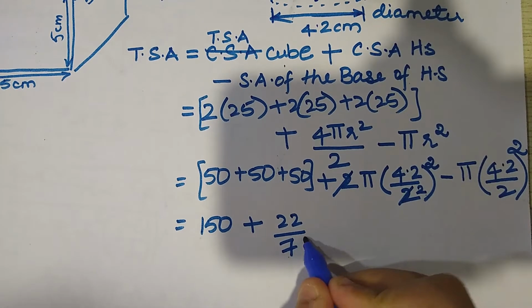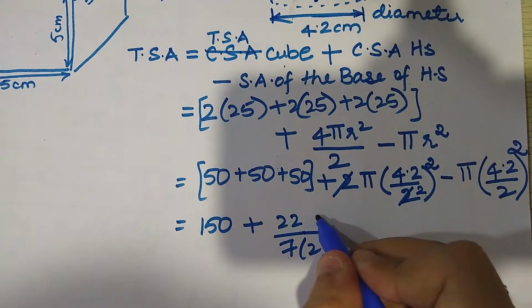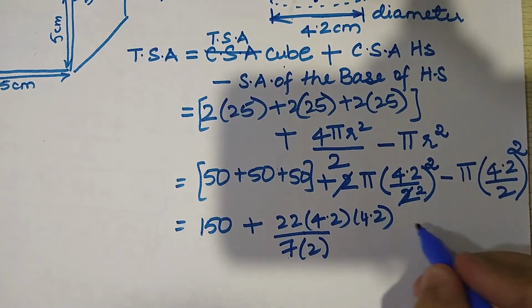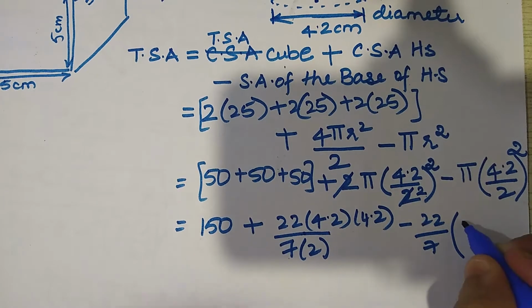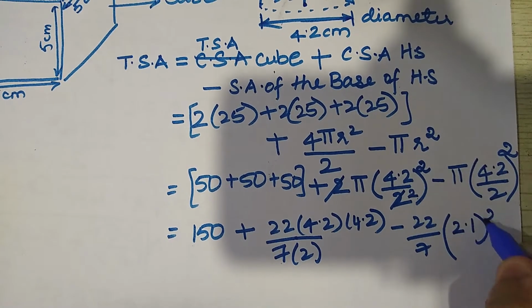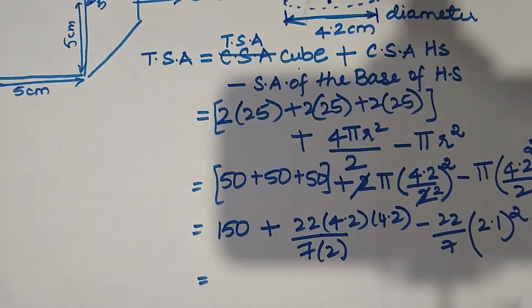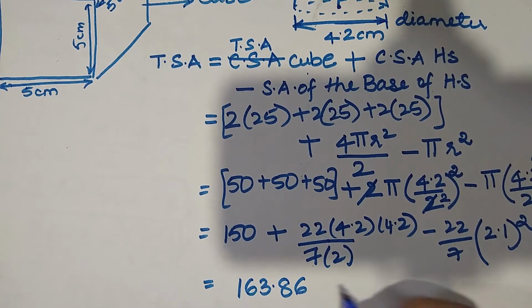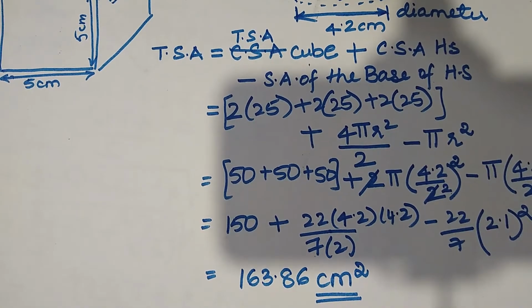So 22 divided by 7 into 2, 4.2 into 4.2, because that is still there, minus 22 divided by 7 into 2.1. Why 2.1? Because 4.2 divided by 2 is 2.1, the whole square. So after calculating all of this, you will get around 163.86 centimeter square. Remember, the dimension is important.